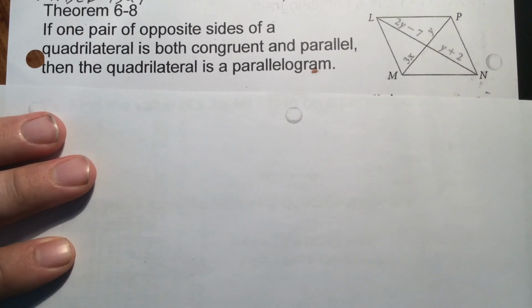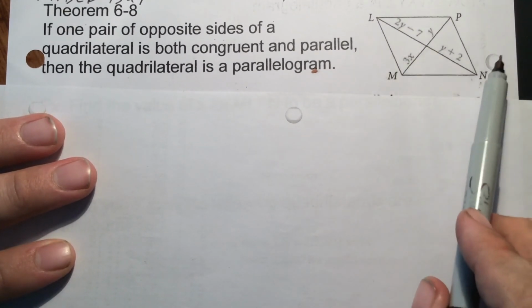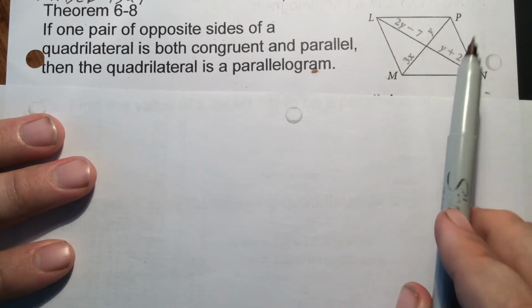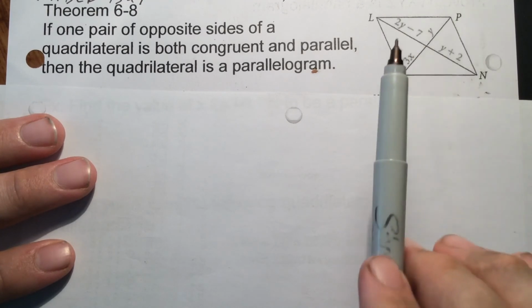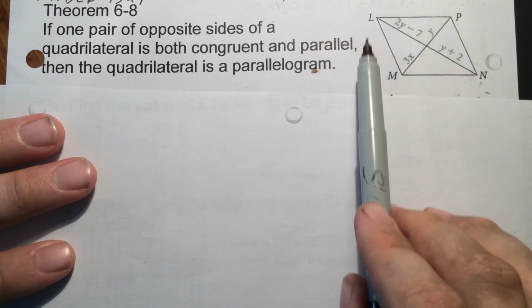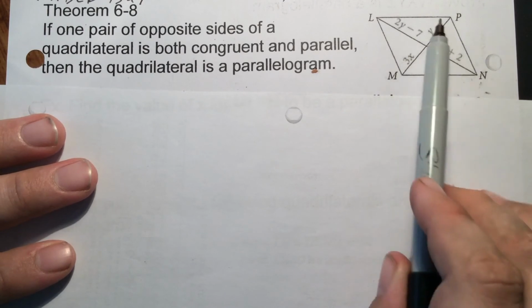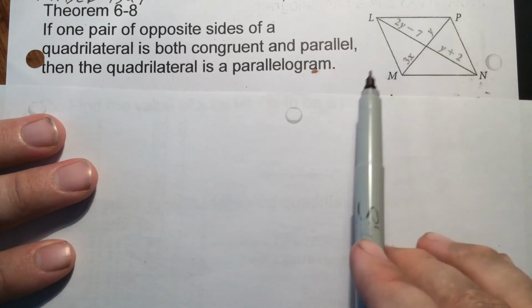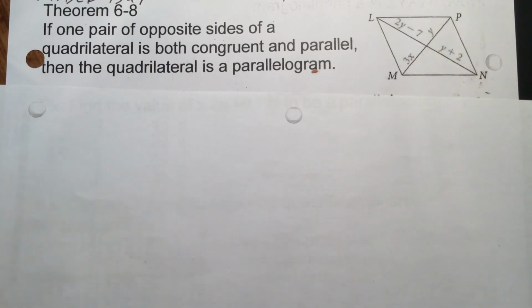So say LMNP, if we know those two sides are congruent, and we also know that they are parallel, that's enough to say it's a parallelogram. Because think about it, if these are parallel and they're also the same length, these then have to be parallel as well, because they're going to be the same distance apart.